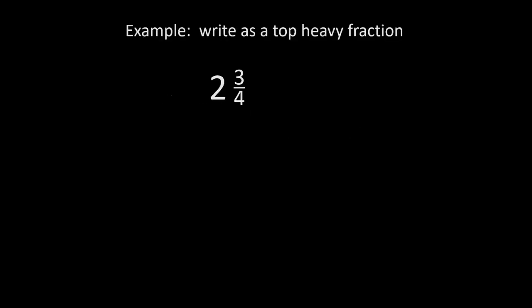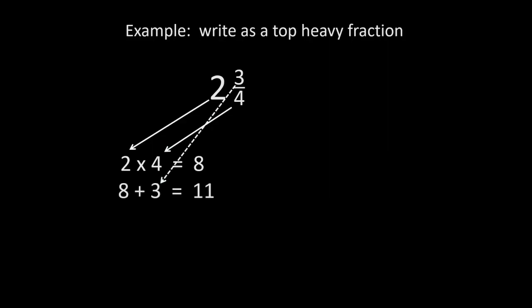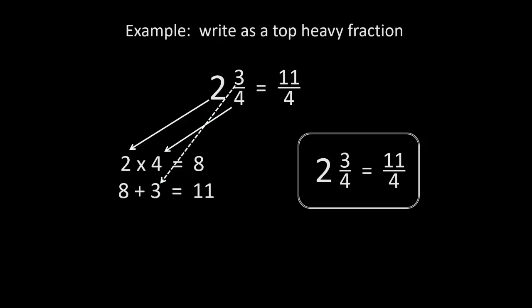So next up, we're going to look at how we go the other way and change mixed numbers to top-heavy fractions. So let's have a look at an example. So write this mixed number as a top-heavy fraction. So we've got 2 wholes and 3 quarters. Now the first thing we need to know is how many quarters make 2 wholes. So we're going to take the 2 and we're going to multiply that by the 4. So that means that there are 8 quarters in 2 wholes, but we've also got 3 other quarters. So that means we've got 8 add 3, 11 quarters. So 2 and 3 quarters is 11 quarters as a top-heavy fraction.